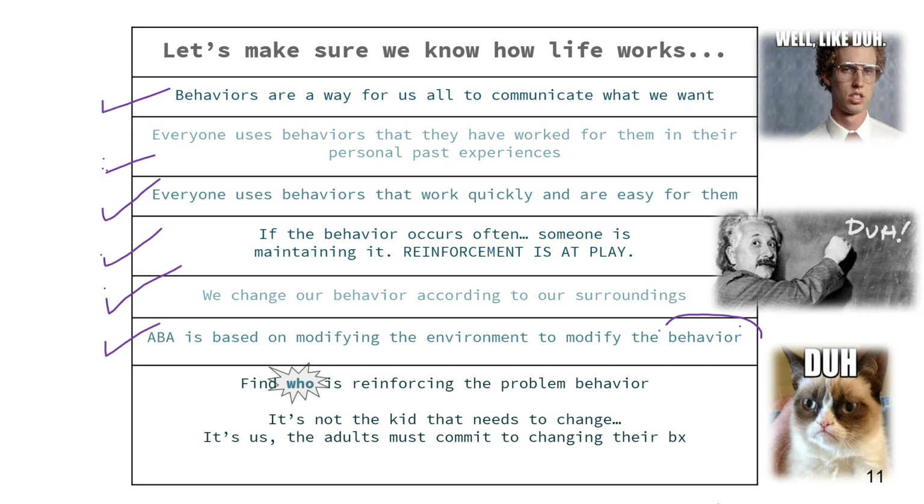It's not like the kid needs to change. And this is going to be maybe a big modification of how you're thinking about problem behavior. It's not the child or the client that needs to change. It's us. It's the adults, it's the parents, it's the teacher. We as the adults need to commit to changing our behavior. And then, once we modify our behavior, which is in the environment, the client's behavior will then be modified.